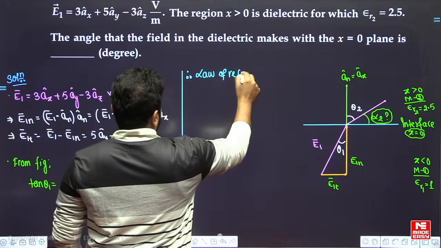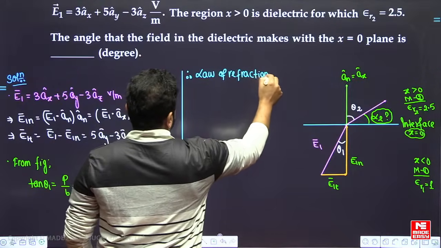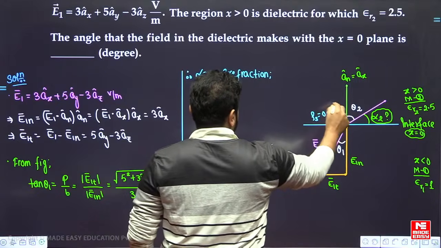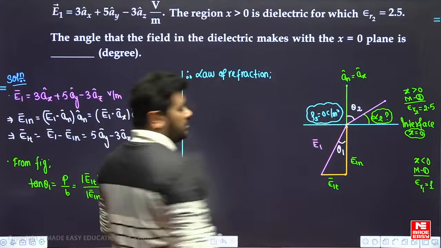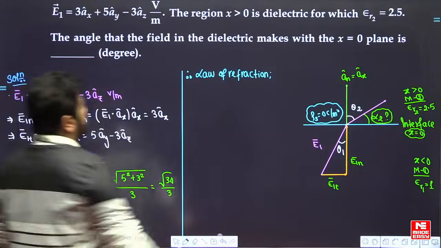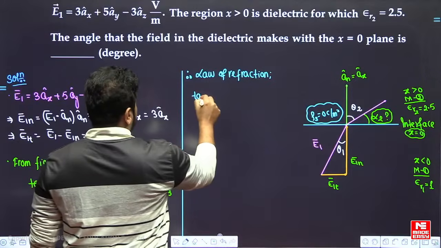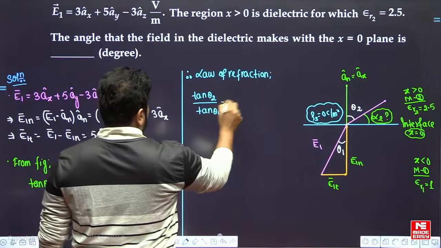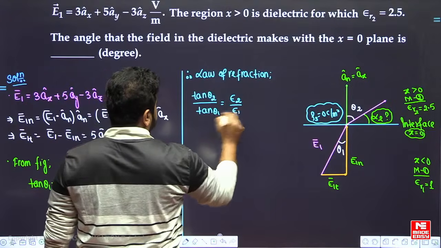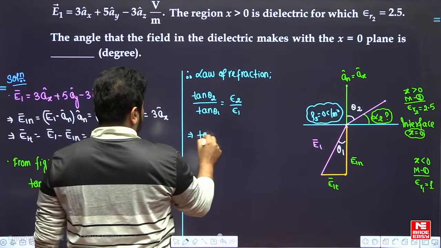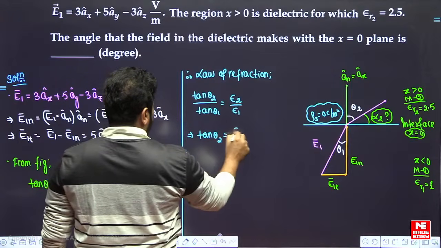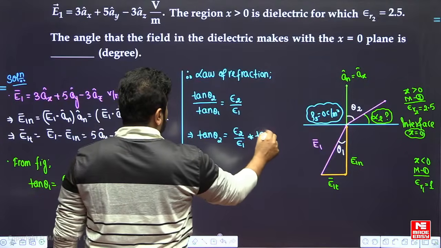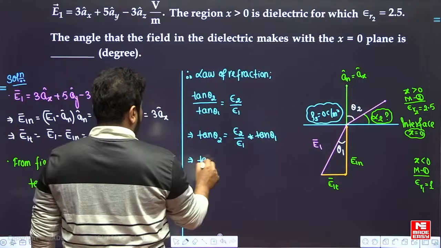Now here nothing is mentioned about the surface charge, so surface charge density is not mentioned, so I will take 0 coulomb per meter square. If not mentioned, we will take 0. So the law of refraction says that tan of theta 2 divided by tan of theta 1 is equal to epsilon 2 upon epsilon 1, correct. So therefore tan of theta 2 is equal to epsilon 2 upon epsilon 1 into tan of theta 1, is it? So what is the value of tan of theta 2?